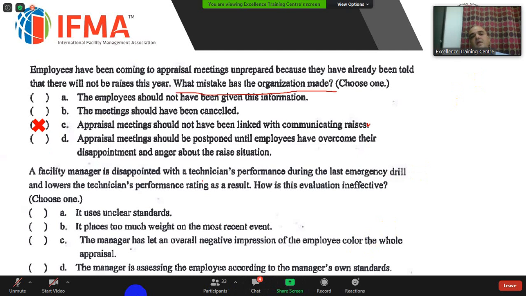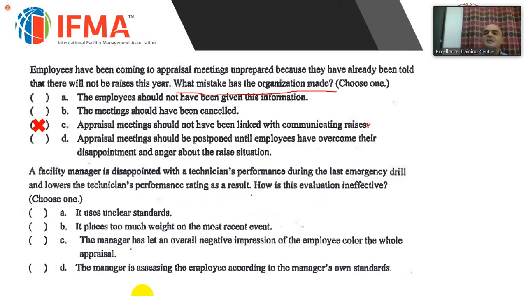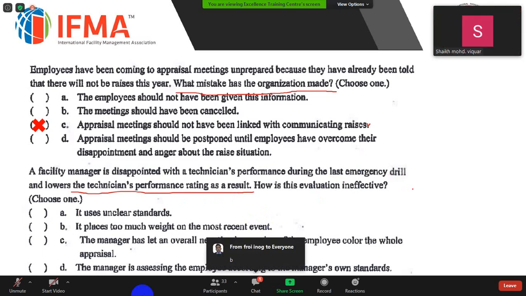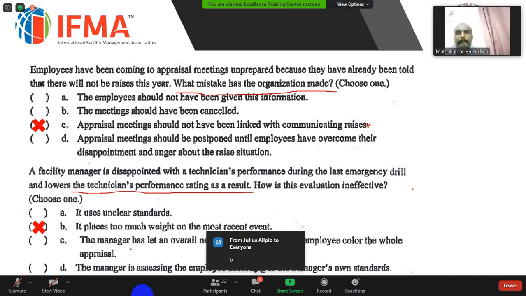A facility manager is disappointed with the technician's performance during the last emergency drill, and lowers the technician's performance rating as a result. How is this evaluation ineffective? B. It places too much weight on the most recent event. You are right, guys, because they're saying the last emergency drill and they are demoting the person based on that.